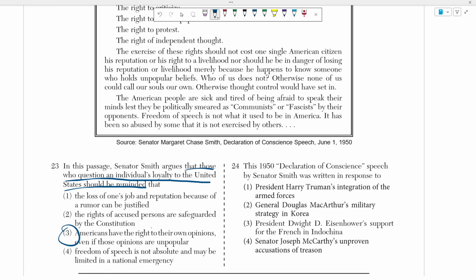24 asks, this 1950 Declaration of Conscience speech by Senator Smith was written in response to what? Well, it had to have been written in response to Senator Joseph McCarthy's unproven accusations of treason, right? The person who really perpetuated the Red Scare was Joseph McCarthy. He was the one who said that a lot of America was infiltrated with communism, that communism was rampant in America, there were spies everywhere, that communism was going to overtake Americans, that if you weren't entirely American and aligned under American beliefs, you would be infected with communism, and the country would fall apart. So Joseph McCarthy was the main scarer of Americans against communism, right?